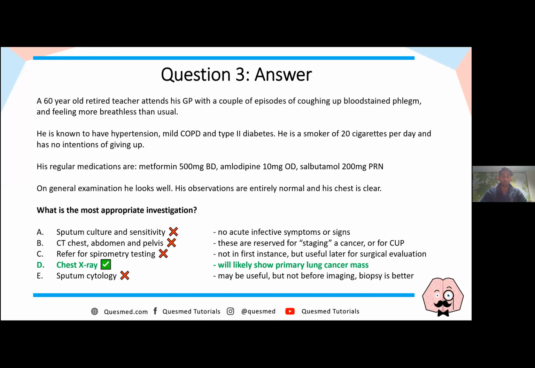And then option E, sputum cytology. This may be useful for histological assessment of a cancer in general, but we prefer bronchoscopic-led biopsies, where you can see the architecture of the tumor as well.